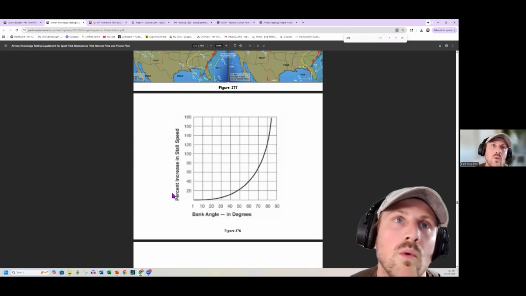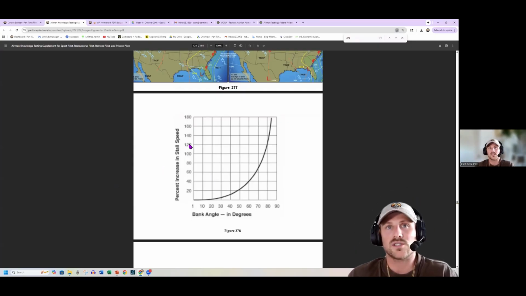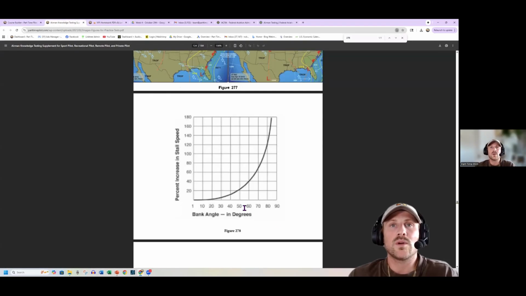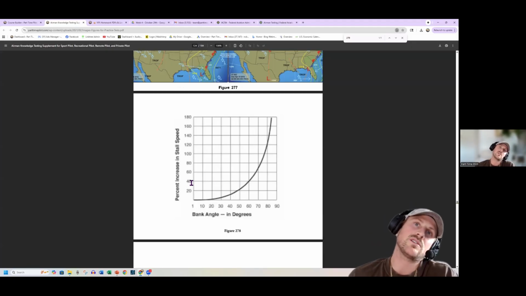All right. So on the y-axis is percent increase in stall speed. On the x-axis, it's bank angle. So we're told the bank angle is 60 degrees, right? So we want to look here at 60 degrees and find the corresponding percent increase in stall speed. If we look at 60 and we go up here, this curve hits 60 right on this line, nice handy line for us. So if we follow that over, that equals a 40% increase in stall speed.